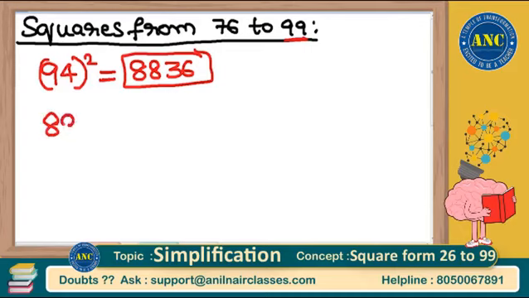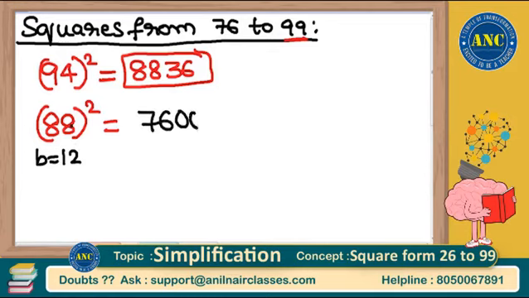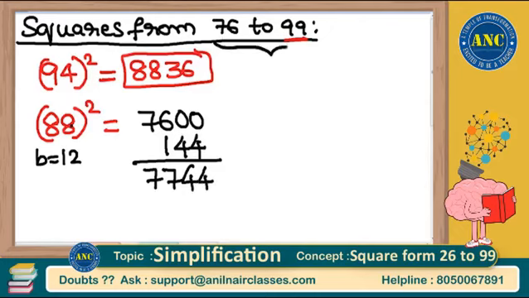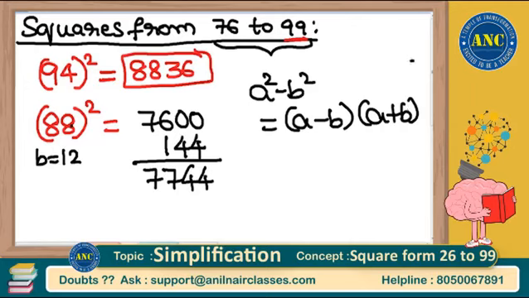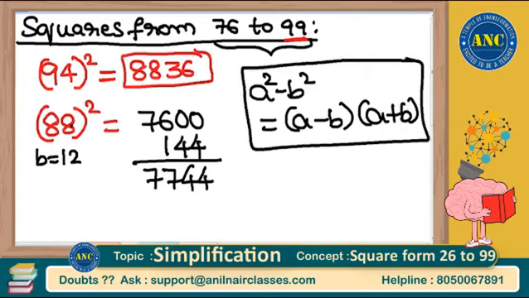Suppose, for example, I want to find 88 square. Same logic once again. B value is 12. 88 minus 12 is 76. 88 plus 12 is 100. 76 into 100. 12 square is 144. 7744. Any number from the range 76 to 99, apply the logic which we already discussed, a square minus b square is a minus b into a plus b. We already solved several questions on this concept. Use the same logic from 76 to 99. I believe that the idea is very clear for you people.